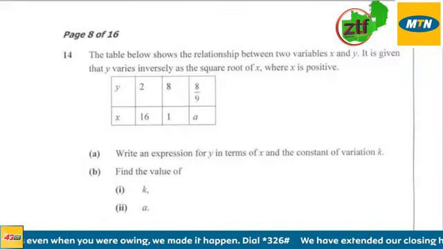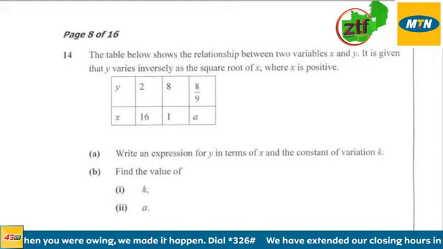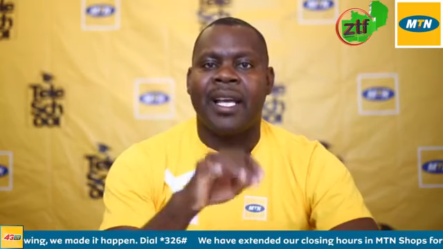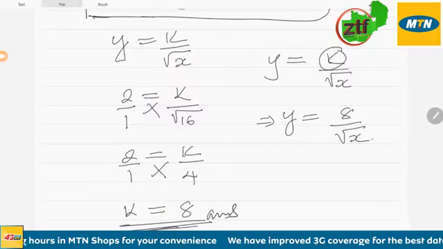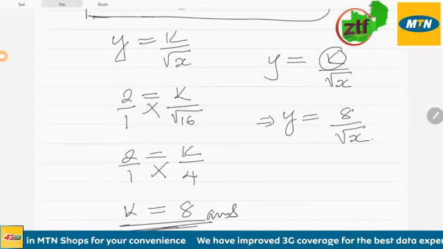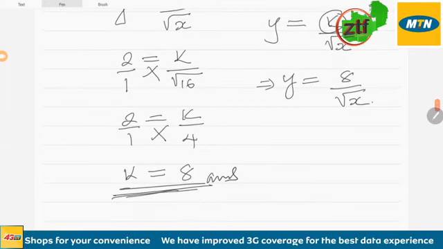Having found this value of k, we can replace it in the equation connecting the variable y and the variable x, which is y equals k over square root of x. Now our k has been calculated as 8. So we're going to say y equals 8 over square root of x. This equation connecting y and x is now going to help us solve the other question, which is the value of a.